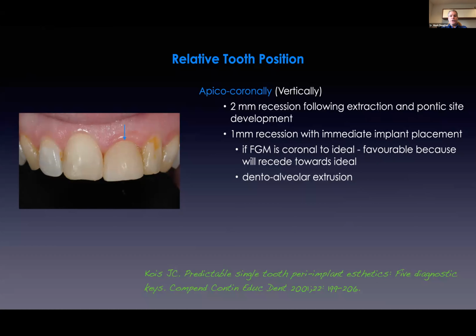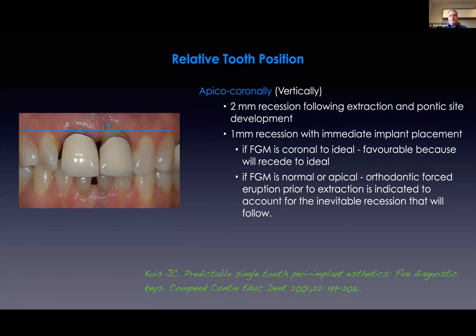If the free gingival margin is coronal to ideal, as it is in this case here, see how it's a shorter tooth, you've got a little bit of dentoalveolar extrusion around this tooth, that's ideal because when you get the 1 millimeter of recession around that, it should bring it back closer to normal. If the free gingival margin is apical to normal, then you need to do some orthodontic forced eruption. You've got to get the bone and the soft tissues back into the proper position before you put your implant in.